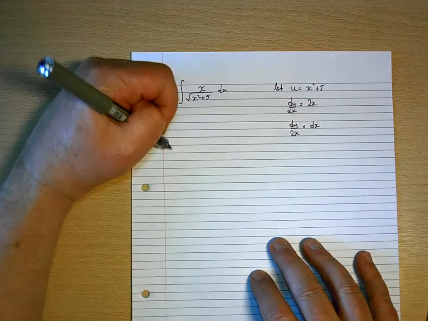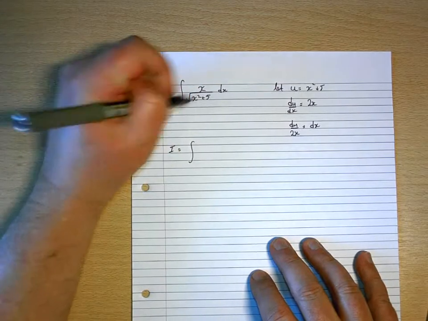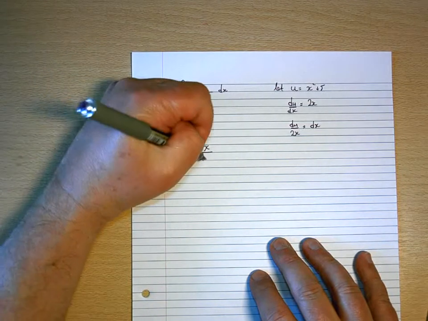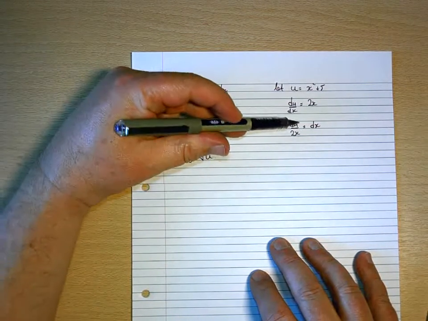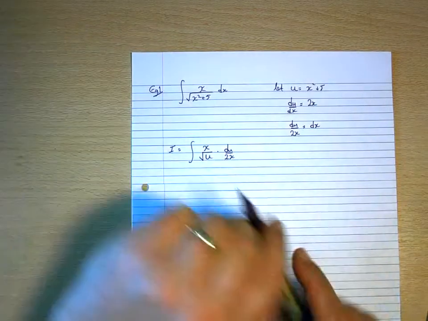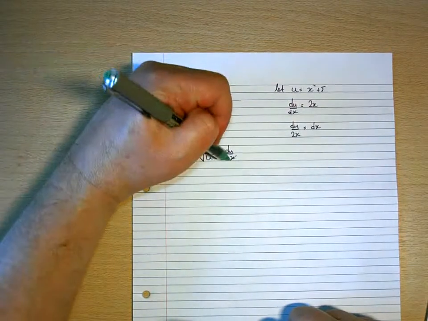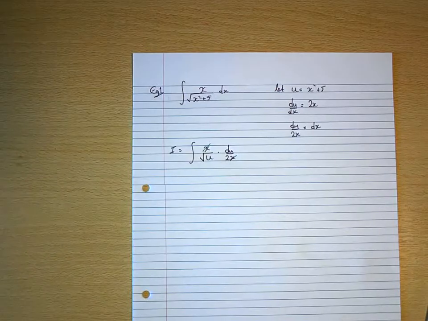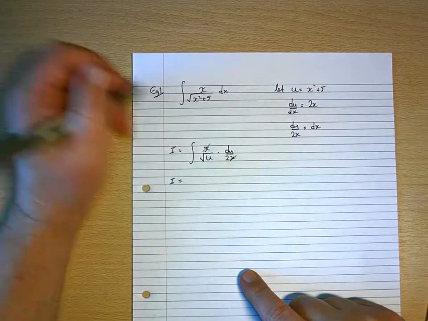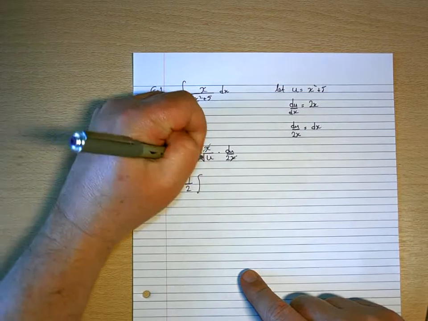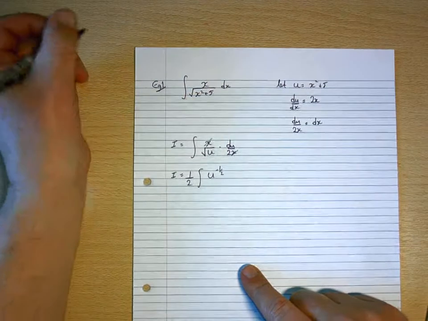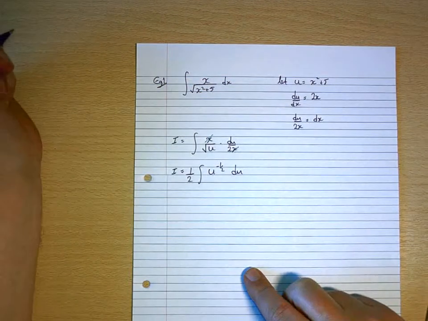So coming back now to my integral, I will now have an x over the square root of, and instead of x squared plus 5, u, and instead of writing dx, I'm going to write du over 2x, and there you'll see that what happens is that extra x variable cancels, and I can then take out the half as a constant, and write 1 over the square root of u as u to the minus a half du.